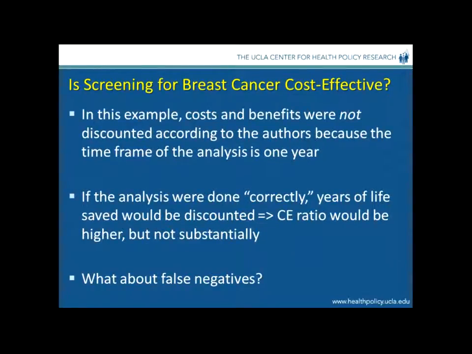So in this example, a couple of the limitations. Costs and benefits were not discounted according to the authors because the time frame of the analysis is 1 year. Well, I'd argue that's not really true. At a minimum, they could have discounted the years of life saved because they assumed that there were 23 years, and that actually is easy to do. 23 years of life saved discounted at 3% a year is going to be like 18 years. So that's one thing they could have done. But the goal here is not to be overly critical of this as much as to use it for discussion purposes.